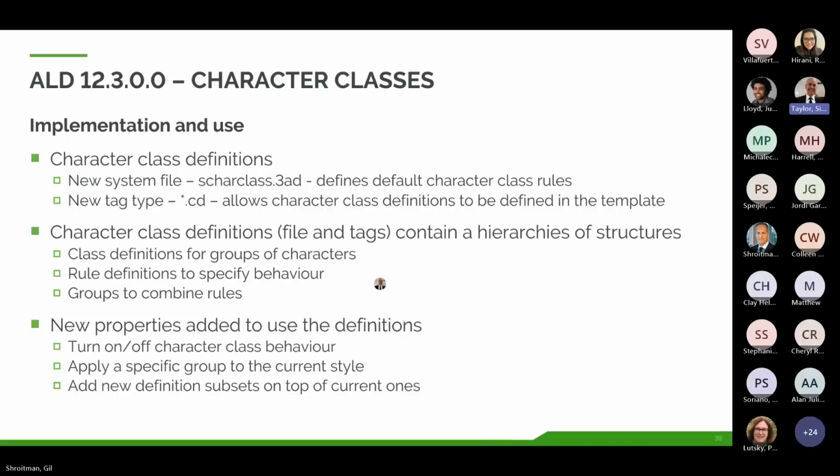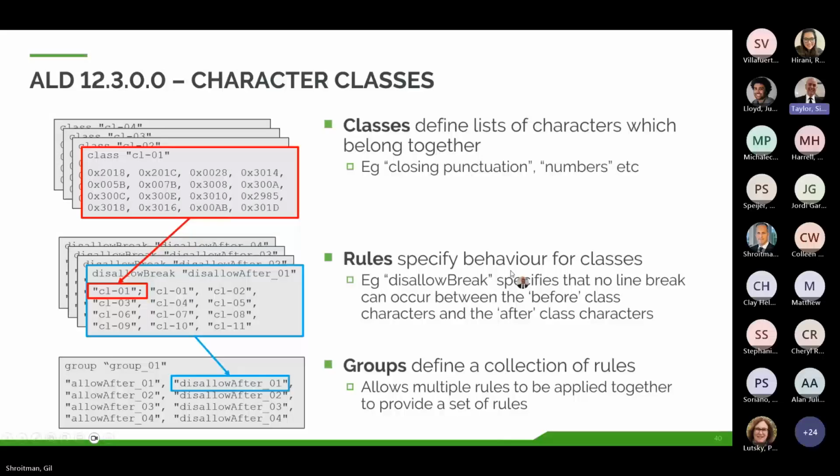There's also some properties on the fstyle object which allow you to turn these things off and on and to apply specific groups within those rules. So for the structure of the character classes and the definitions, you give it a name and then you list the characters within that class. This could be opening punctuation, or it could be closing punctuation. You can give it a name if you want to have something a bit more meaningful than this.